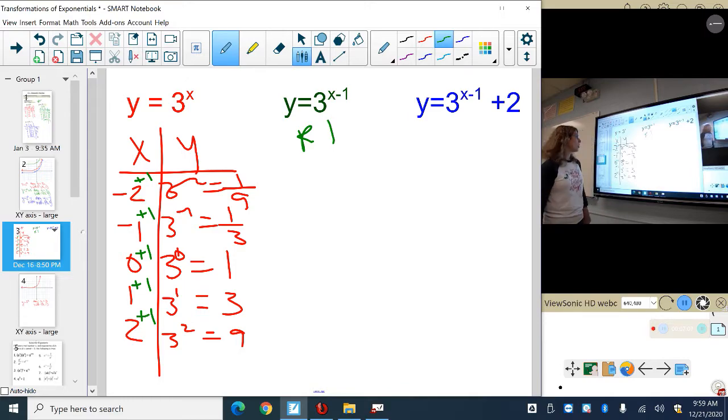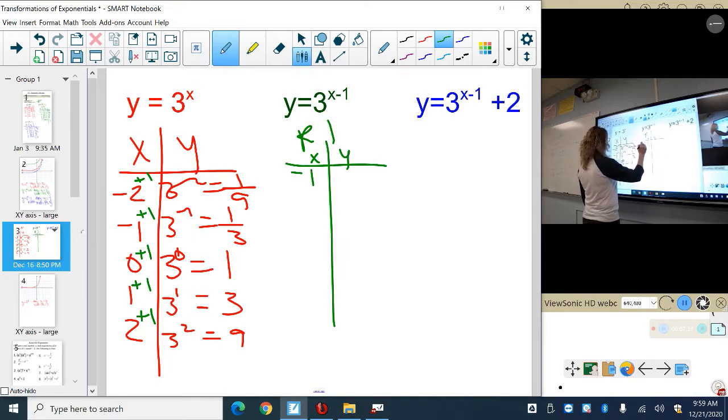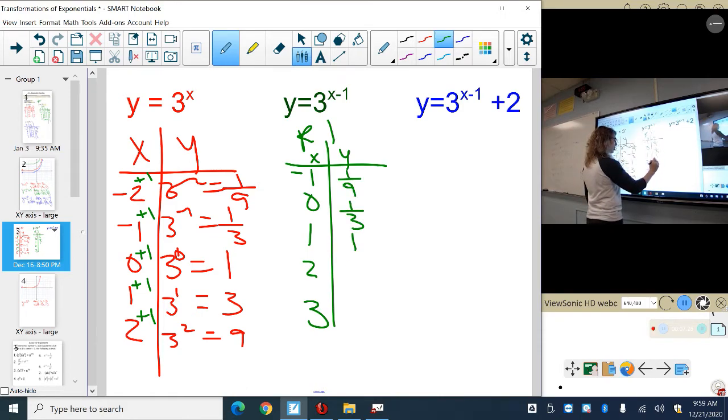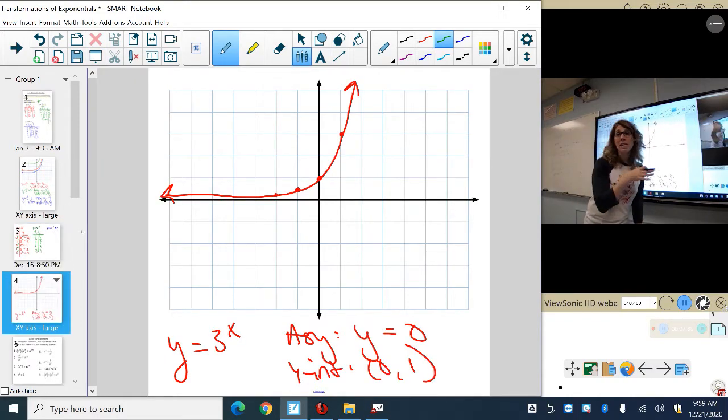So if I'm adding 1 unit to each one of those, I'm going to have the x values being -2 plus 1 is -1. This is 0. This is 1. This is 2. And this is 3. The y values do not change. So if I come over to my graph, I don't even need the xy table. I can simply take each one of these points and shift it to the right 1 unit. And that makes it so much easier for our brain to understand.